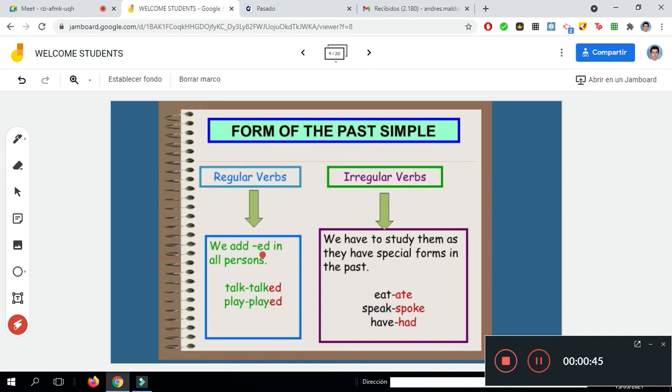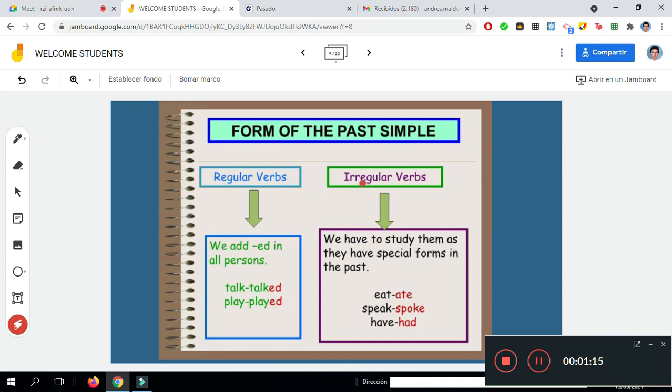The regular verbs are the verbs in which, to create a correct conjugation in past tense, we must add ed at the end of the verbs. For example, the verb talk in past tense is talked, the verb play in past tense is played. These verbs follow a rule. What is the rule? To add ed at the end of the verbs, or ied in some other verbs.